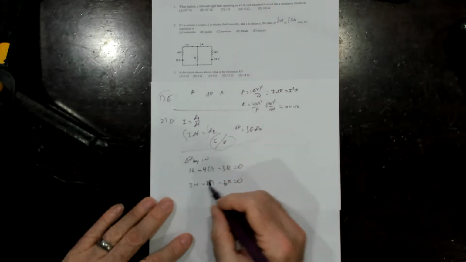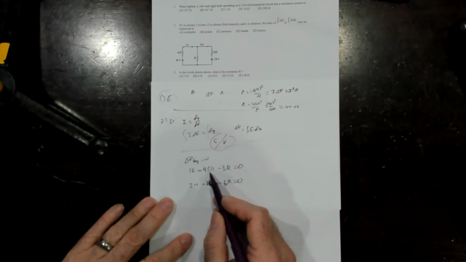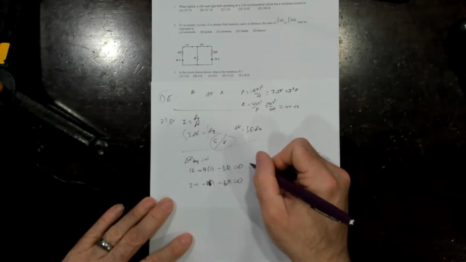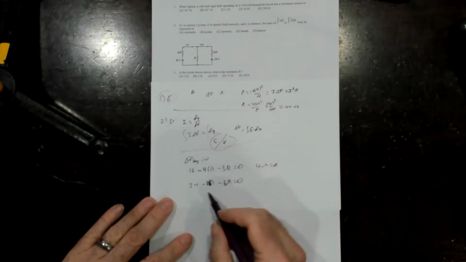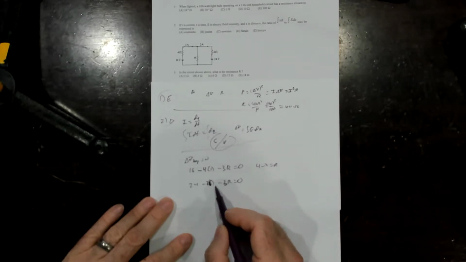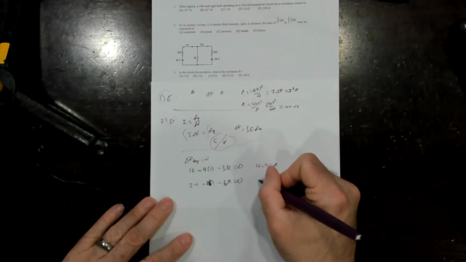Looking at this one, 16 minus 4, that's 12. 12 is 3R. 12 divided by 3, just 4 ohms is R. I could do the same trick here and say 24 minus 2 times 6, 24 minus 12 is 12, is 3R. Again, I'm getting 4 ohms.